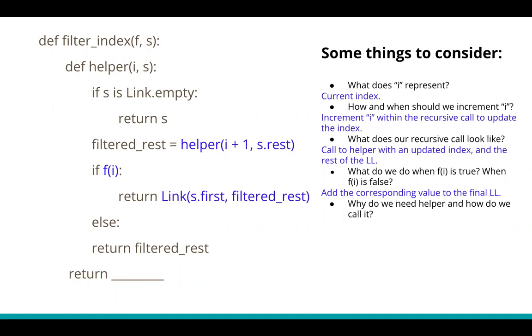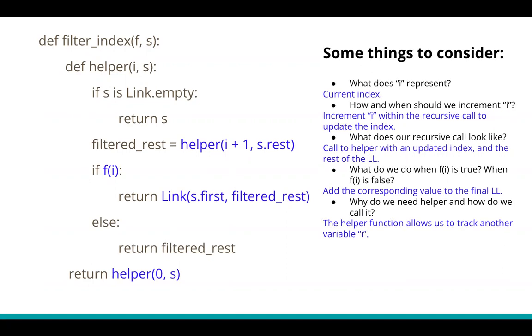So what do we do when fn(i) is true, which means that the function that we're given is true for that particular index? We return Link(s.first, filtered_rest) because if the function is true, we want to keep the value at that index, and we add it to the final linked list that we'll return. You can see here we use filtered_rest as s.rest because that's what we want to return.